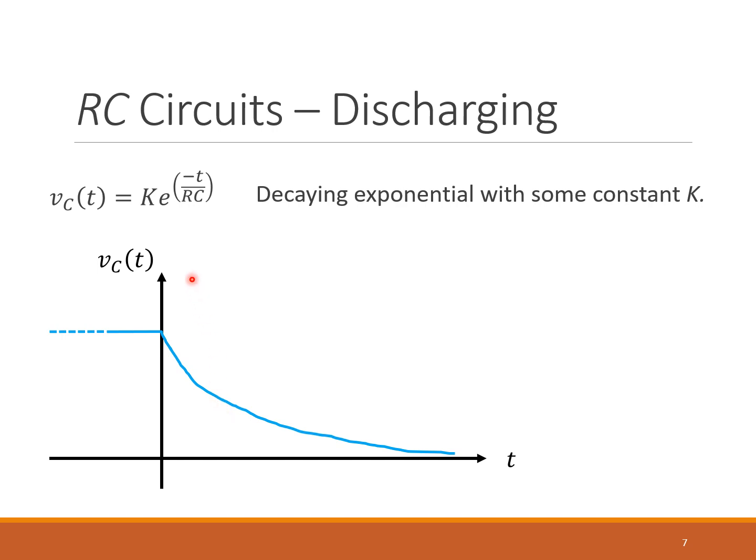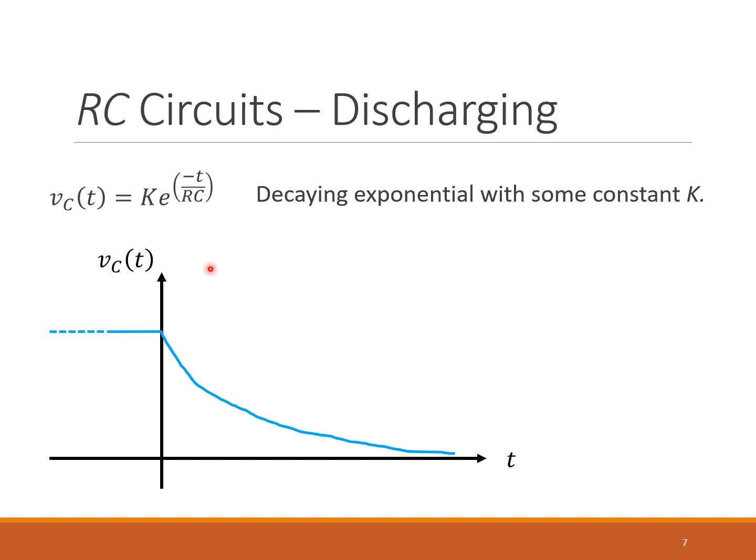So if we come back to our equation now, we've got VC of t is equal to K e to the -t over RC. So we know it's a decaying exponential, and we know that the shape will look something like this. So recall we had an initial voltage applied to our capacitor, and then we have some decaying exponential over time once we close that switch at t equals 0. So now we just need to figure out what that constant K is.